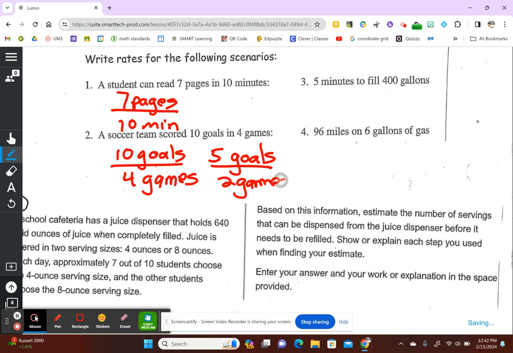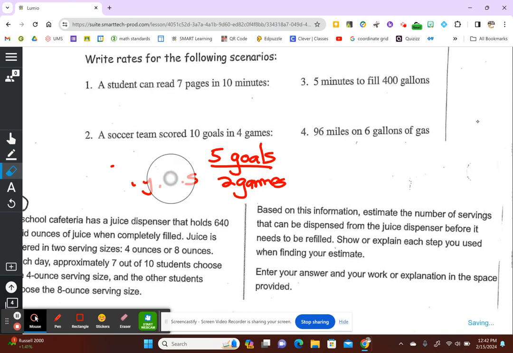So go ahead and try to do number 3 and 4 on your own. Stop the video and restart it when you want to check your answers.